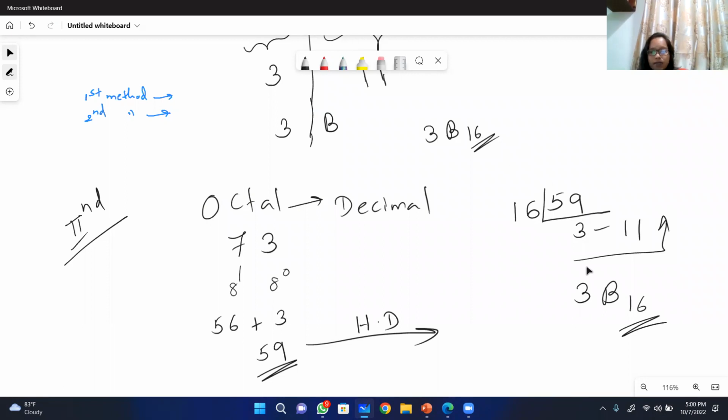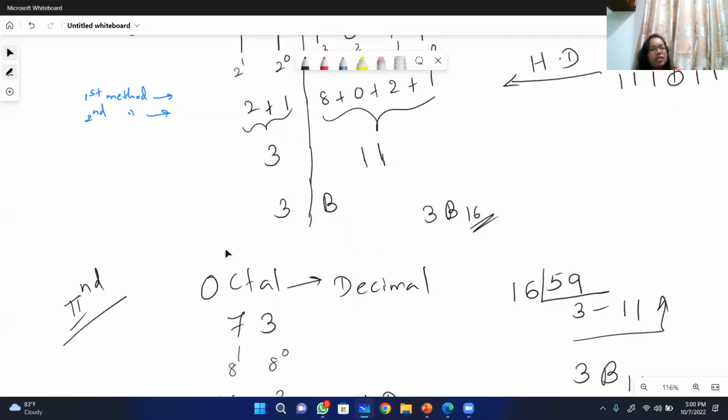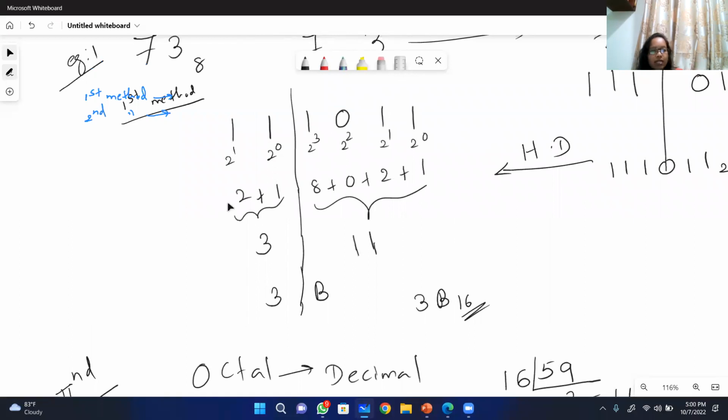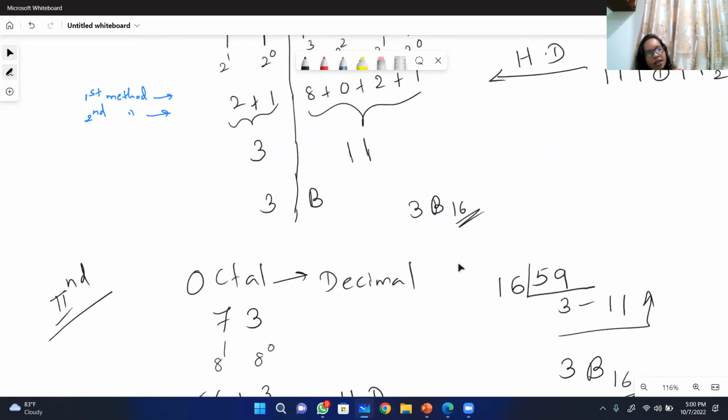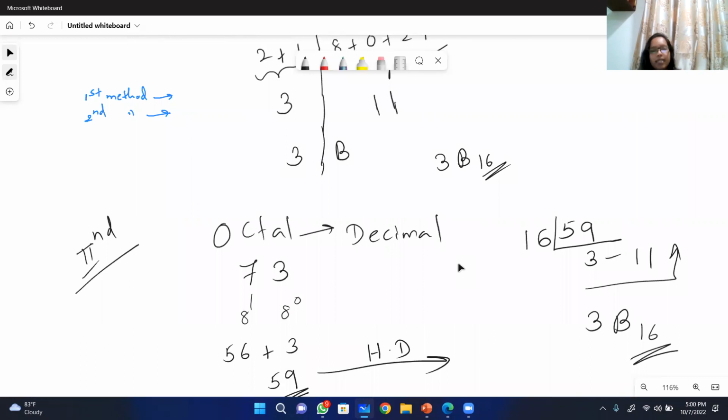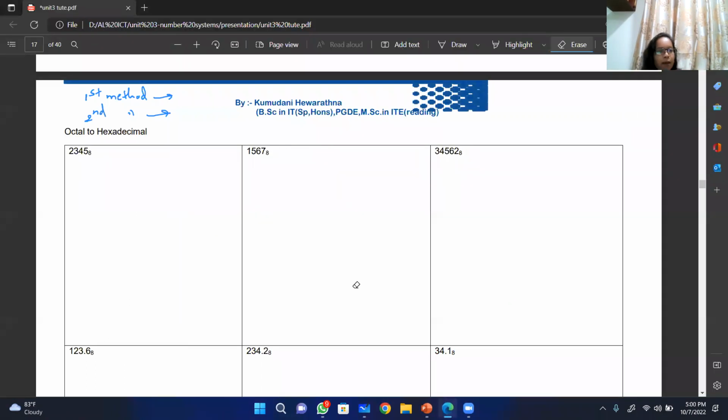So the same answer we can take from both of the methods. So maybe some of you can follow the first method. For some, that method will be easy. For others, the second will be easy. Anyway, you have to get the correct answer. Right? So we will move on to the tutorial ones.